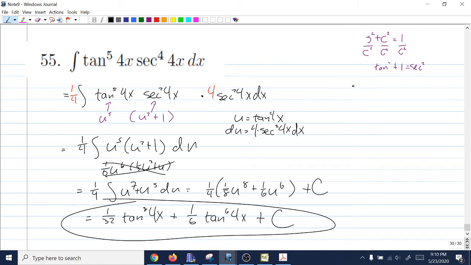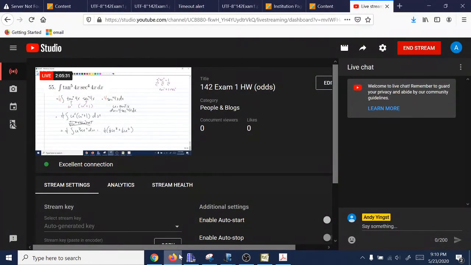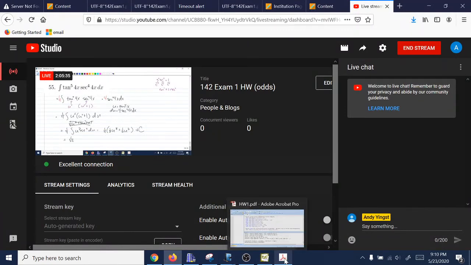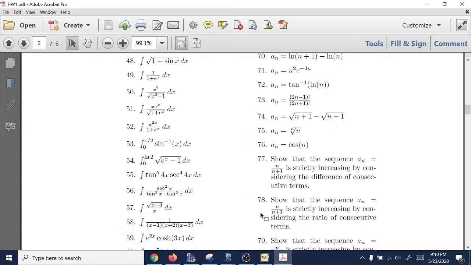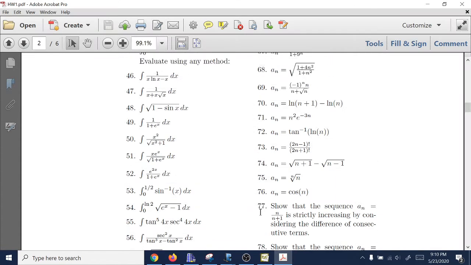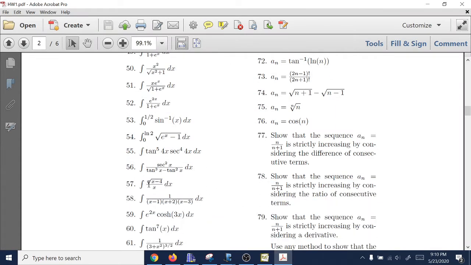We're really flying now. We got past the partial fractions. How long have I been doing this? 2 hours. Hot diggity dog. Let's see, we just did 55, so we're on 57 now.